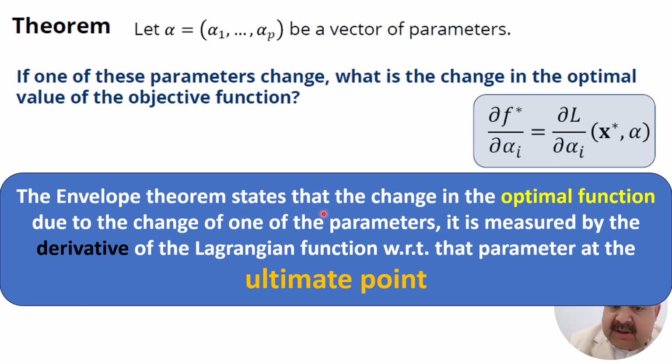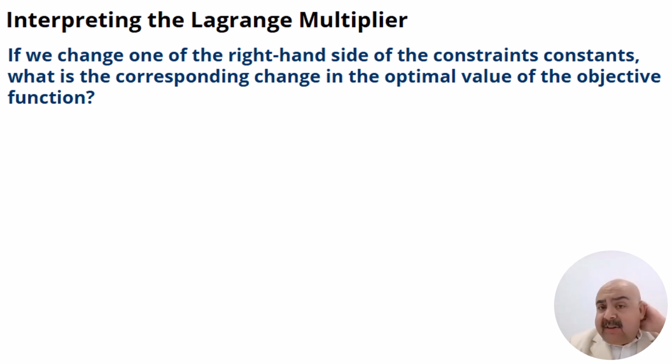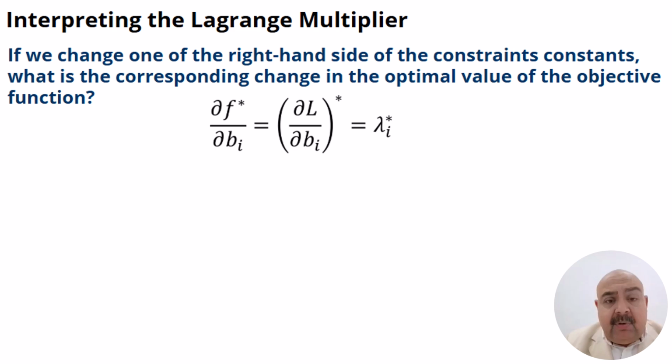So the envelope theorem states, and I want you to remember, that the change in the optimal function due to the change of one of the parameters involved is measured by the derivative of the Lagrangian function with respect to that parameter at the optimal point. Interpreting the Lagrange multiplier: if we change one of the right-hand side constants of the constraint, what's the corresponding change in the optimal value of the objective function? That's what the envelope theorem will help us with.